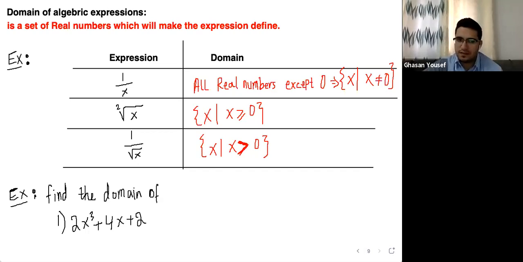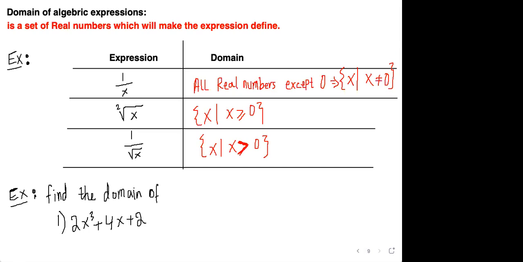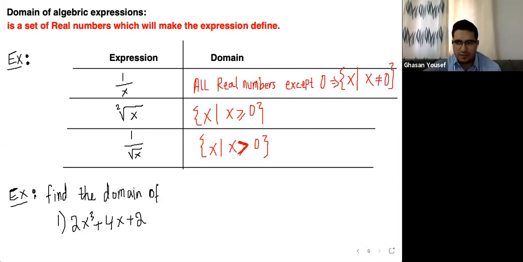Can I plug positive numbers here in this expression? Can I plug in any positive number instead of x? Will it give me any error or issue if I plug in a positive number like 1, 2, 3, 4, 5? Yes, Ahmed, can I plug positive numbers here? Yeah, you could. So no issue, no problem.